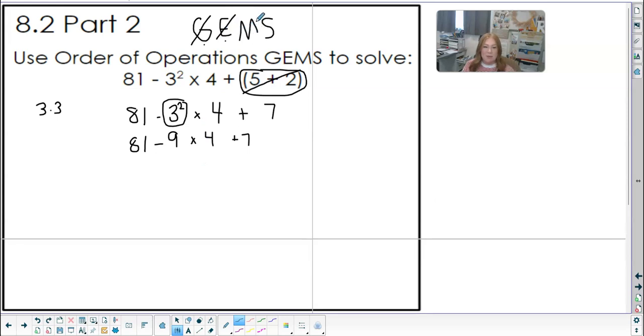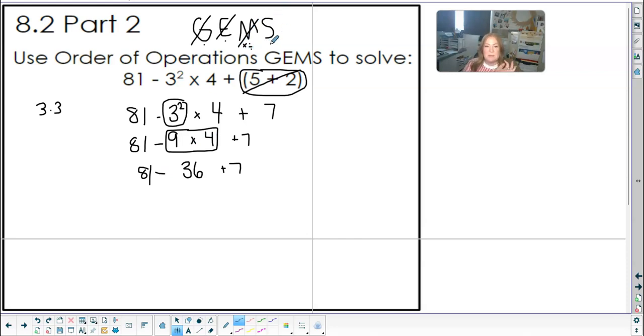Our next thing we need to do is multiply or divide. We're using our multiplicative operations, whichever we come to first. We have subtract, that's not one. We have a multiply, so we've got to do that first. So 9 times 4 is 36. So bringing everything else down. Hey, let's double check. We've used our multiplies and divides. So here's a subtract. Here's an add. So we're done with M.